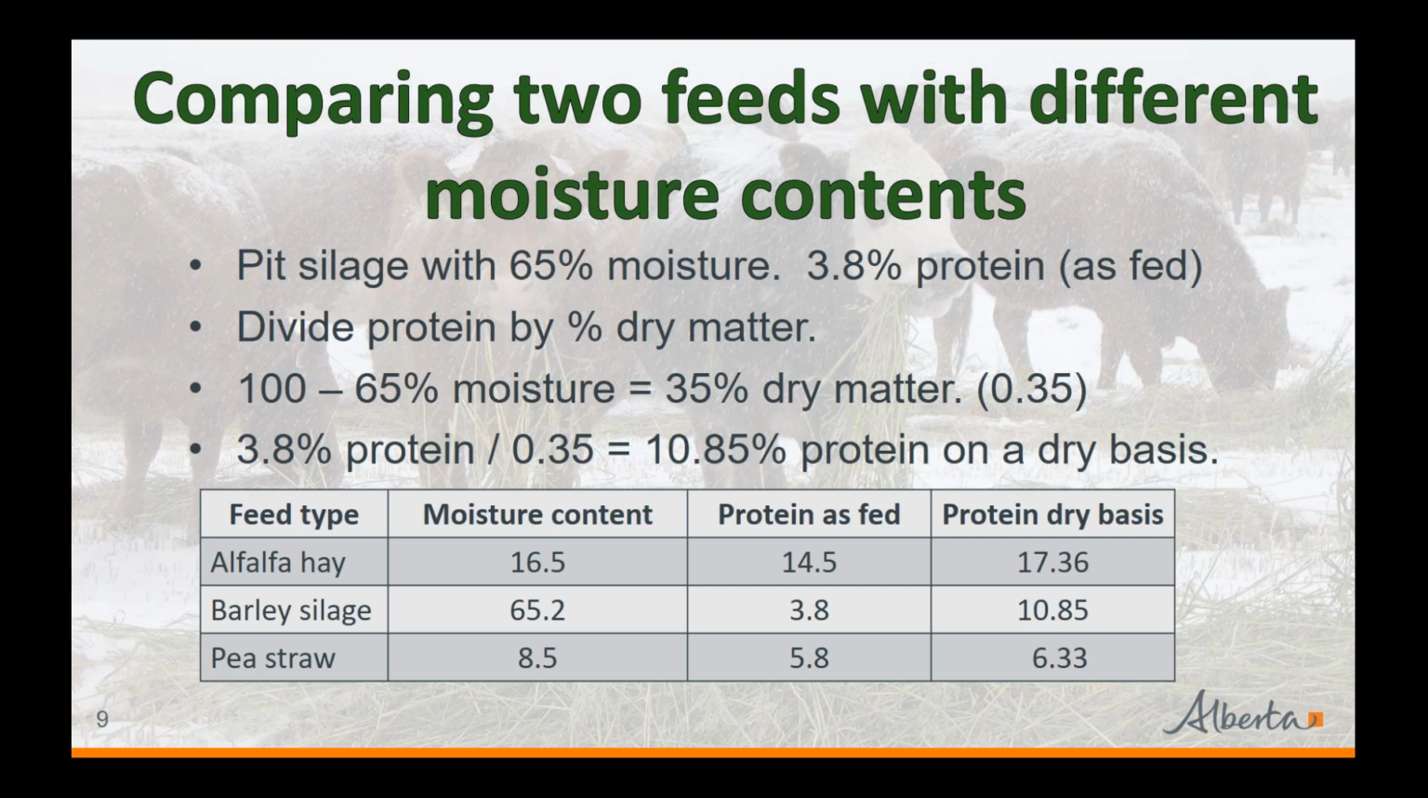Changing it across to the dry matter basis, yes, your protein increases for all three ingredients, but you can see that your barley silage at 3.8% with 65% moisture goes up to 10.85 with the dry basis. And this works for any of the nutrients that you're looking at. When you go to the dry basis, you're comparing apples against apples for any samples that you're looking at. So it's the only way to do a true comparison.